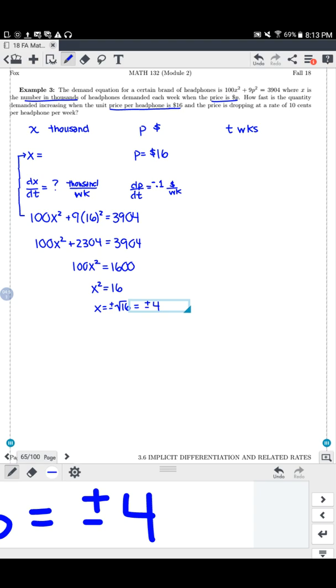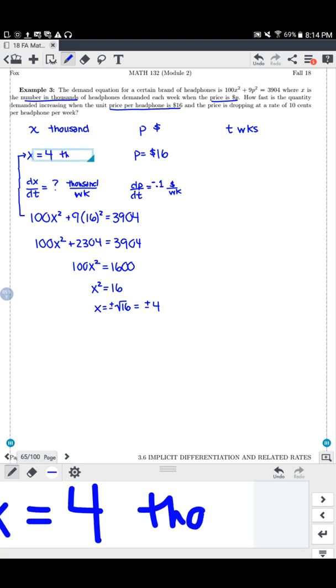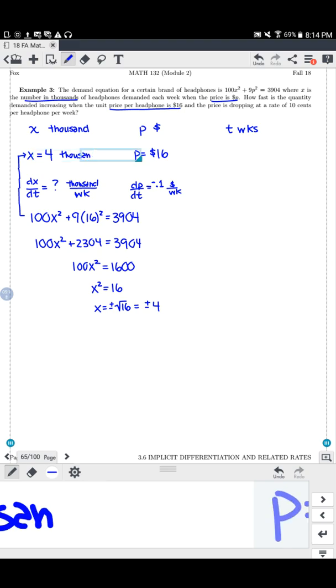Well, we're talking about the number of things demanded. So the number of things demanded could only be a positive 4,000. It couldn't be a negative 4,000. So X must just be 4. You can't have people demanding or buying negative 4,000 headphones. That doesn't make sense. So X is just 4 here, and that doesn't mean only 4 sets of headphones are demanded. We want to remember this is already in thousands.